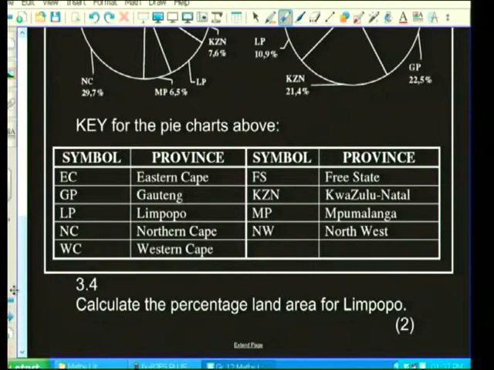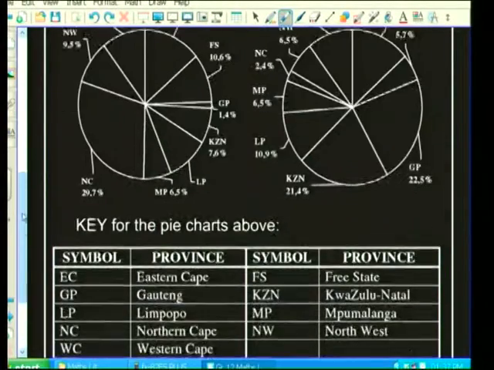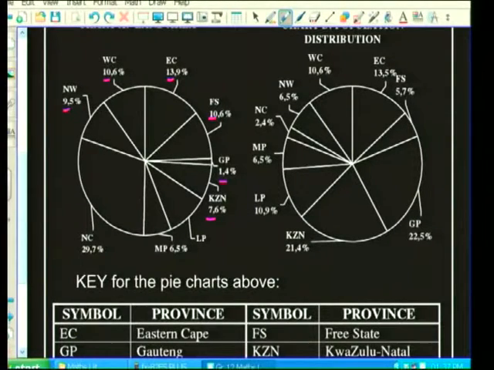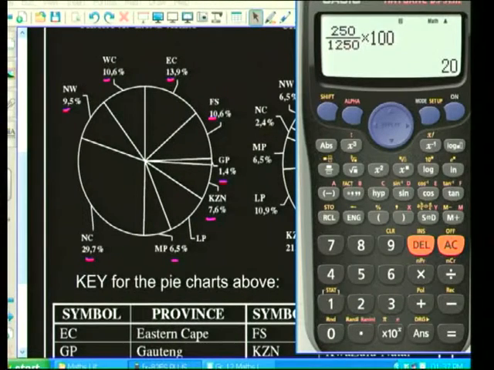Calculate the percentage land area of Limpopo. And this is the one that they left out of our question. But what do we know? We know that our percentage needs to add up to the entire 100% of the land of South Africa. So clearly, if we add up all of these other percentages and we minus it from 100, we're going to get Limpopo Province. So let's get our calculator out.